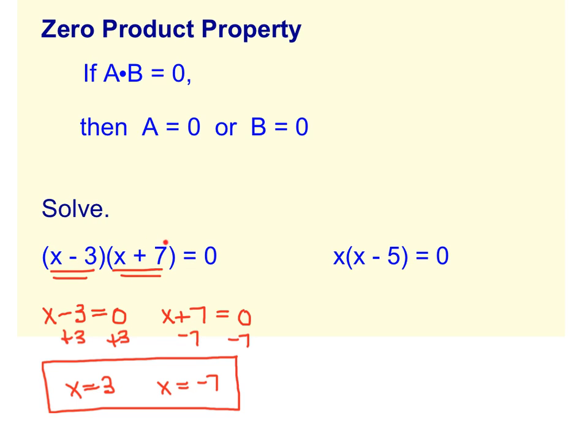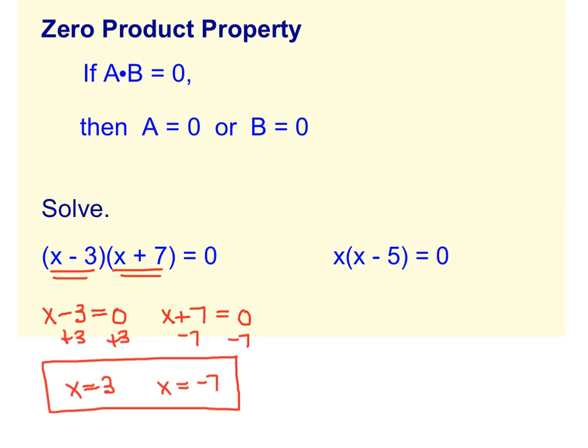So those are the 2 answers we get from solving from the factored part. Basically, someone had already factored for us, and we went ahead and solved. So because we're multiplying the 2 factors together and we're getting 0 as our answer, that means the x minus 3 must be 0 or the x plus 7 must be 0. So we create those 2 equations and solve.